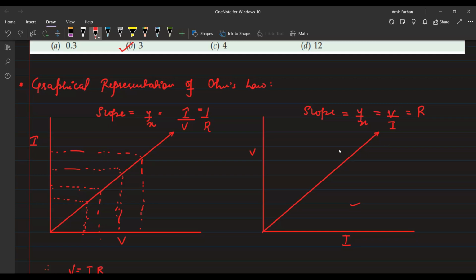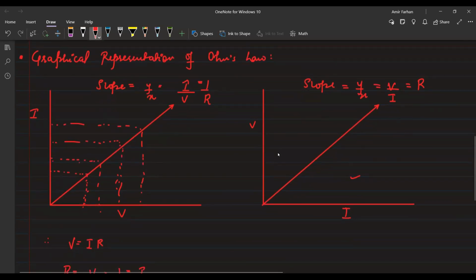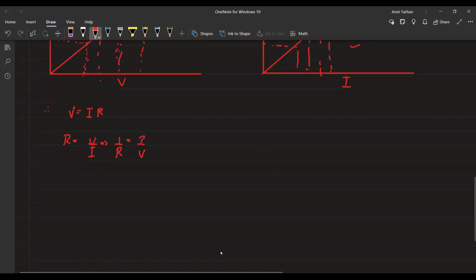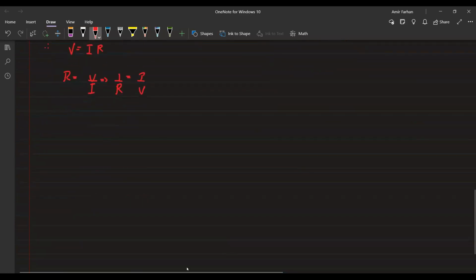In this example too, when you increase the voltage, current will also increase. This is also nothing but Ohm's law. Both things are directly proportional to each other. Clear? Very good.